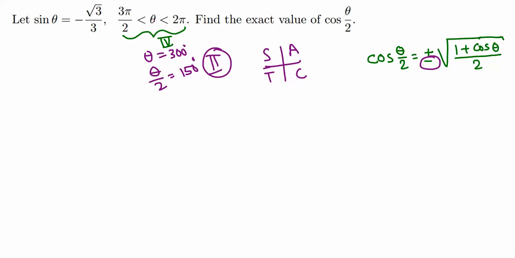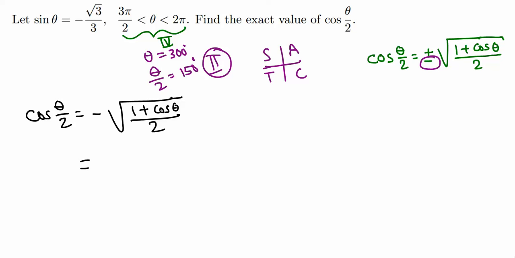So based on our theta that's in the fourth quadrant, we can take any angle. Here I took 300, half of 300 is 150. 150 is in the second quadrant, and cosine is negative in the second quadrant. So we use the formula cosine theta over 2 equals negative root of (1 plus cosine theta) over 2.